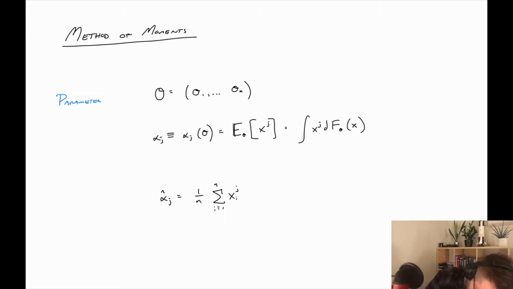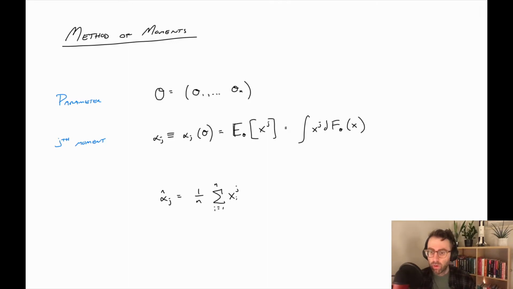So the first thing we have here, in particular, the way I wrote it, is the jth moment. You might call this the jth population moment, because these are functions of the true parameters and the distribution that those parameters specify. So, for example, the first moment would just be the mean.